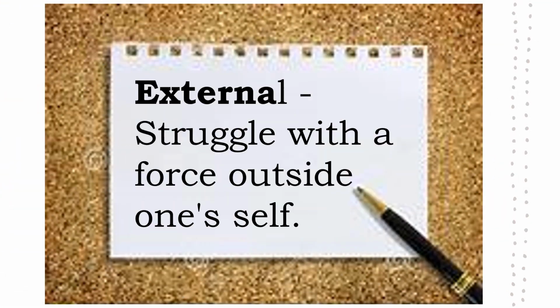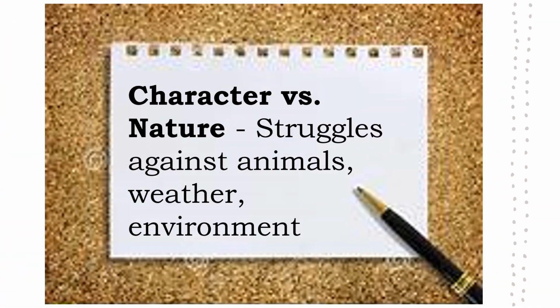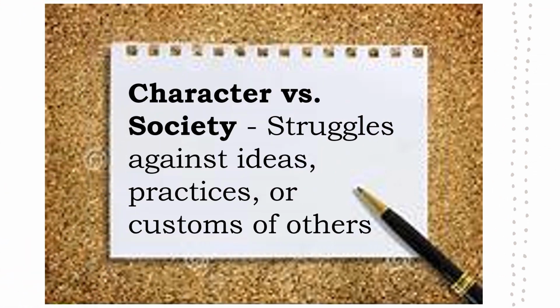Another one is external, which is a struggle with a force outside oneself. When we say character versus character, this struggles against other people. Character versus nature struggles against animals, weather, and environment. Character versus society struggles against ideas, practices, or customs of others.